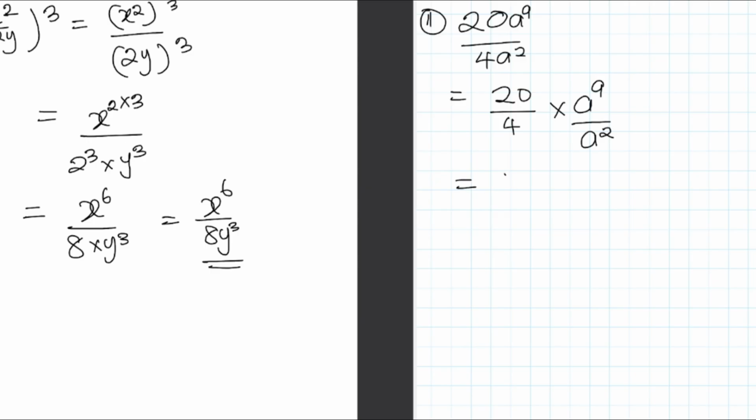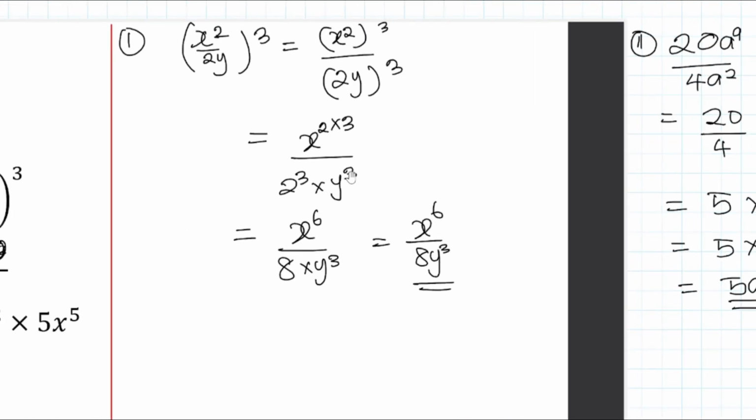So 20 divided by 4, that will be 5. And then we apply the division law here. A raised to power 9 minus 2. 9 minus 2 is going to be 7. So we have 5 times a raised to power 7, which is 5a raised to power 7. So this is going to be a bonus for us because I put a in that place. Okay, sorry about that.